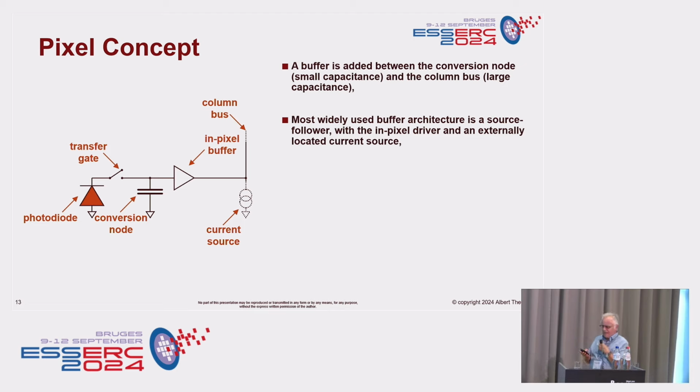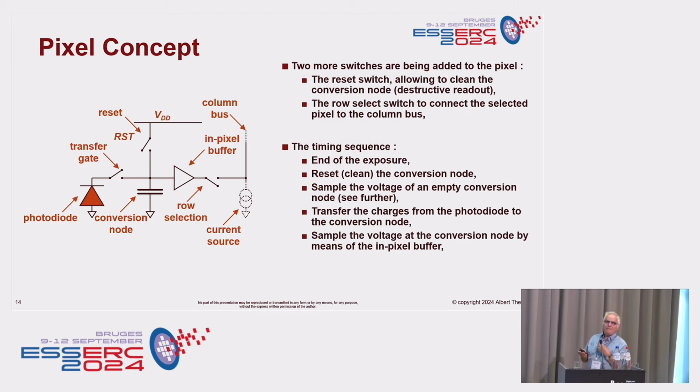But how is this then implemented in circuitry? This is implemented by means of MOS transistors. You see that the transfer is done by a transfer transistor. We have here our conversion node. This is our in-pixel buffer amplifier. And we have over here an extra switch, which is the row select.